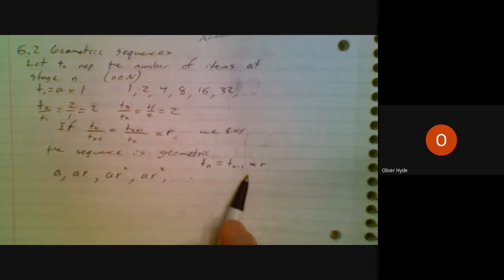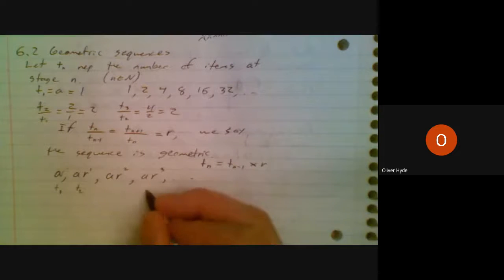This formula right here is called recursive. We'll talk about that in 6.3. And I don't find it that useful because if you ask me how many items are on stage 7, I would need to know how many items are on stage 6. That means I would need to know how many items are on stage 5. I want to be able to jump all the way forward instead of having to go back and do all of that work. So notice that the first term has 0 factors of r.